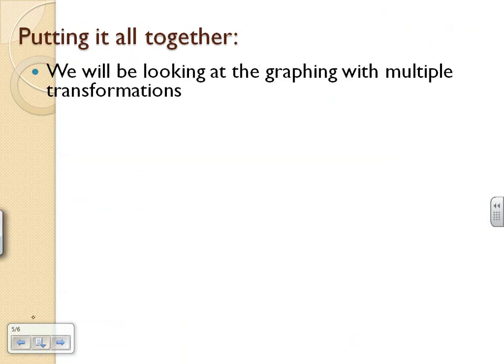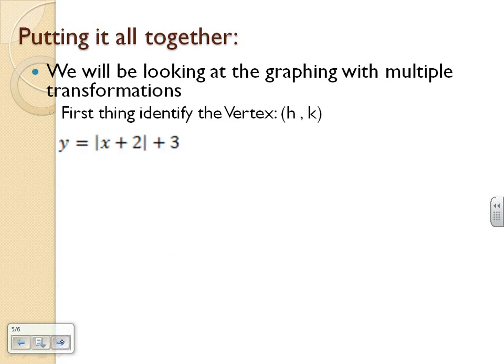Alright, now let's look at putting it all together. We'll be looking at a graph with multiple transformations this time. So let's start with this equation. The transformation equation, or what they call general form, looks like this. A is going to be your stretch or compression. Remember, it's a stretch if it's greater than 1, a compression if it's between 0 and 1.